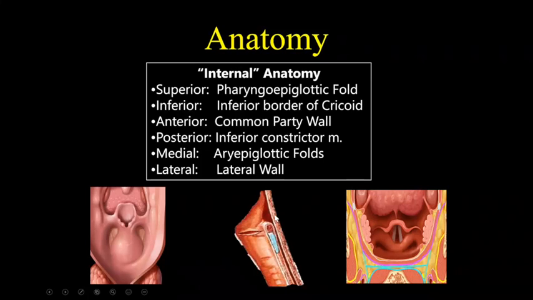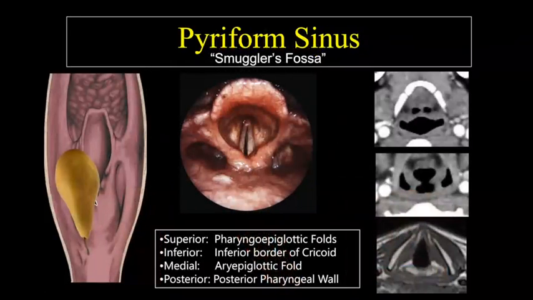The posterior margin of the hypopharynx is formed by the inferior constrictor muscle. The medial wall of the hypopharynx is formed by the aryepiglottic fold. Now, in the larynx, the lateral border is the aryepiglottic fold, but the medial wall of the hypopharynx is the aryepiglottic fold. So again, the aryepiglottic fold has a common border. And the lateral wall of the hypopharynx is formed by the lateral wall of the pharynx. So the hypopharynx has three primary subsites. These are the piriform sinus, the posterior wall, and the postcricoid region. And we're going to go over in great detail these specific areas.